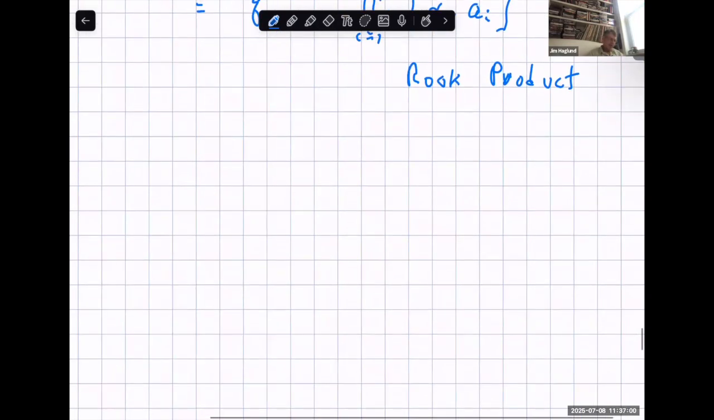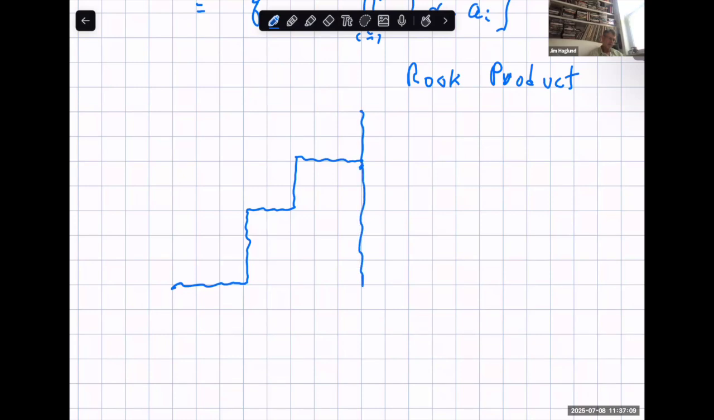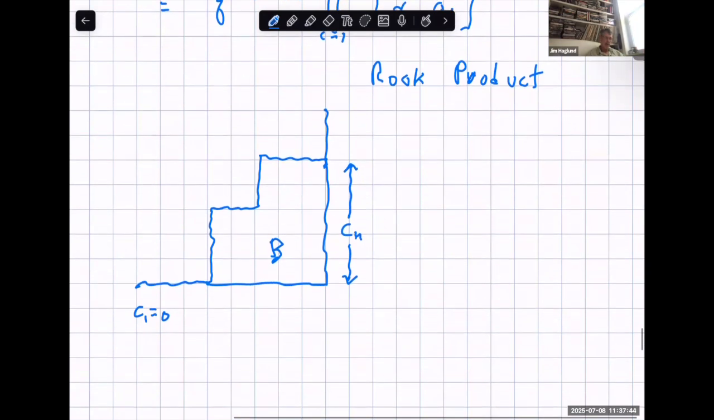So what is that? A brief review of rook theory. Here's a board B, and let c_k be the number of cells in the kth column from the left. So here, c_1 is 0, c_2 and c_3 are 0, and then c_n, I guess, would be 5. Okay, so that's a Ferrers board.